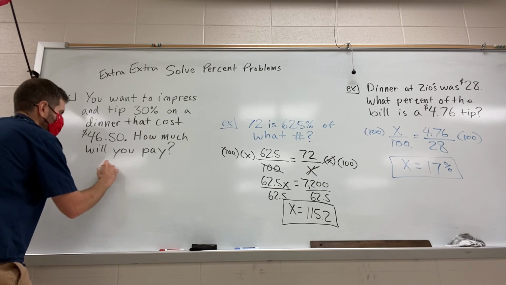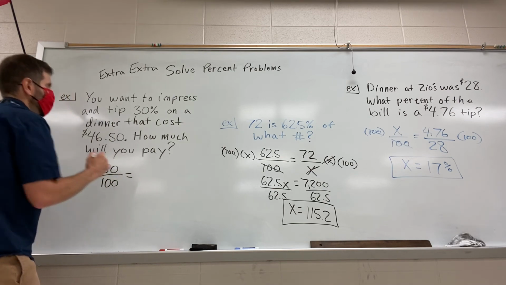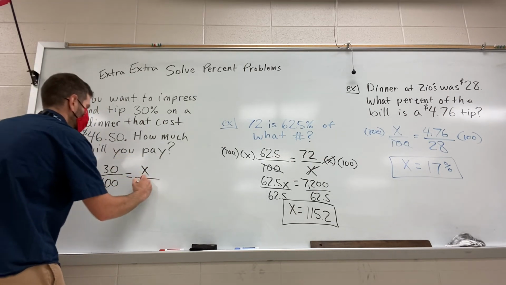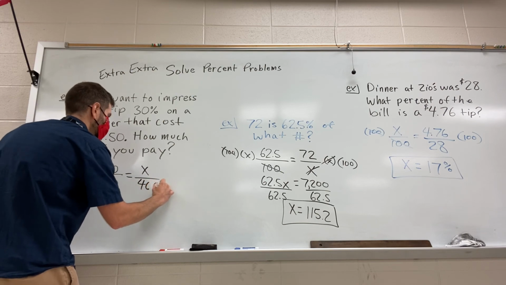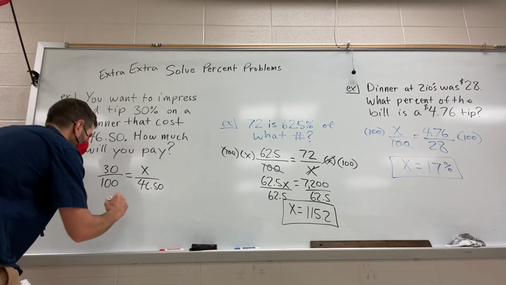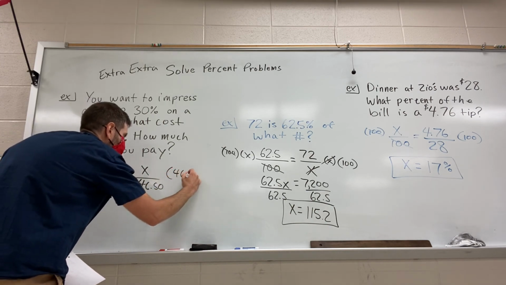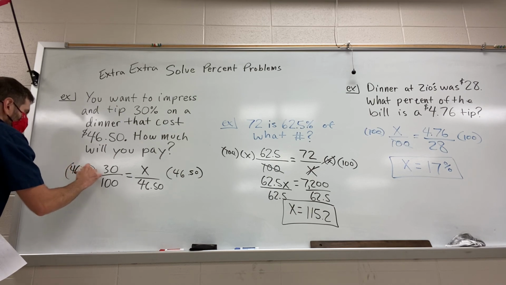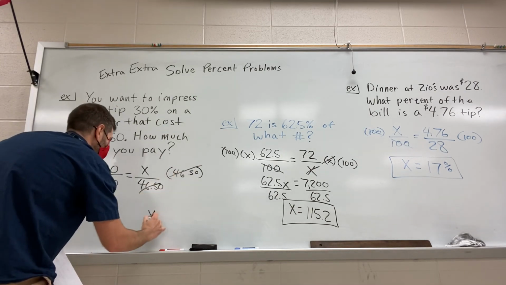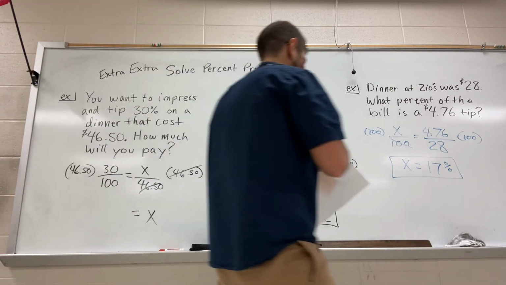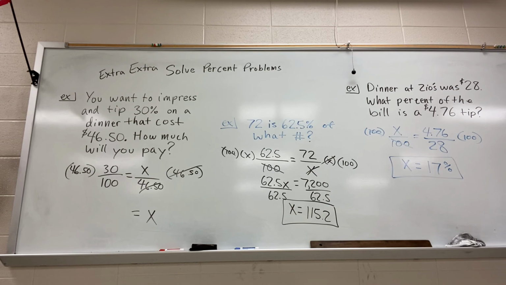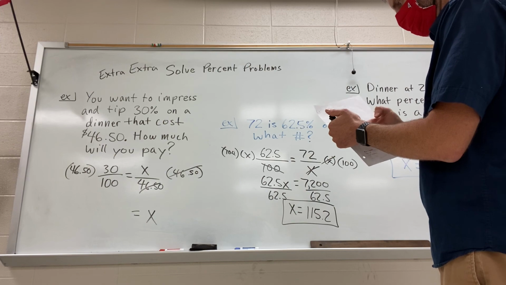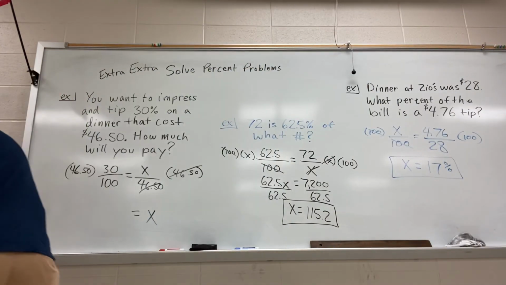So we've got percent over 100 is equal to we don't know how much the tip is, over 46.50. And I'm just going to multiply by 46.50, multiply by 46.50. I'm running out of time, I gotta hurry. And we get x is equal to, got my calculator. I get $13.95.